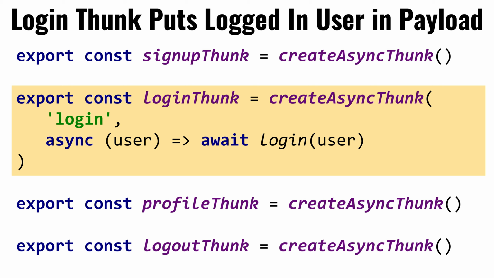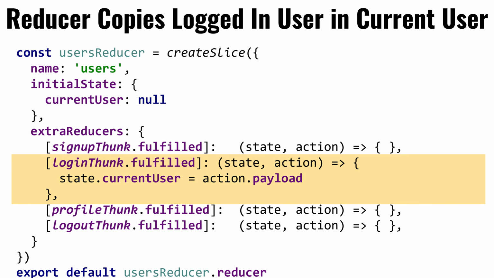Once the login HTTP request completes, the login thunk returns whatever the login service function returns and puts it in the reducer payload. In this case, the login service function returns the currently logged in user, and so it is added to the reducer payload. In the reducer, when the login thunk is fulfilled, the action contains the currently logged in user. We copy the currently logged in user from the payload into the current user state variable to make available to all the React components.